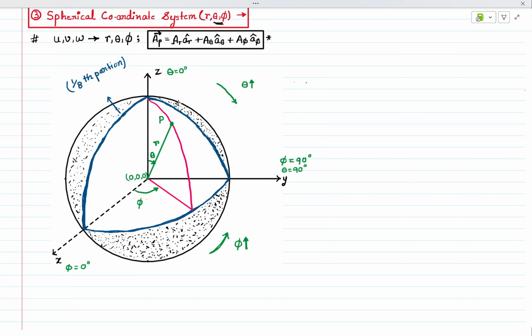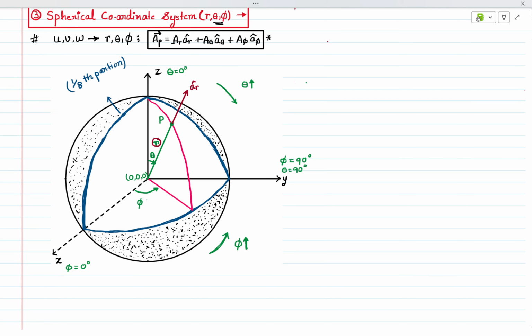So let us see what are those three directions or the three unit vectors. Now the first unit vector is along the same direction of this r. So I can say this is the A of r, because it is in the same direction of r. You can see this is along the same direction of r. So that's why I can say this is the r direction.